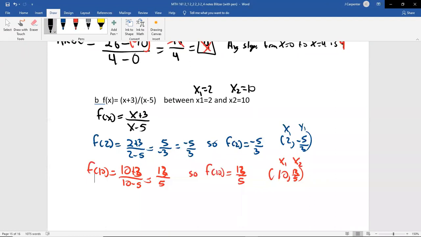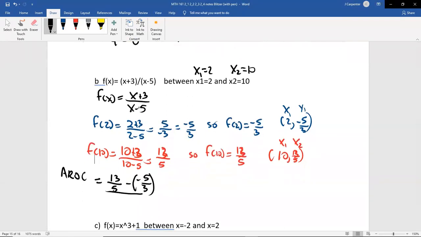So now we just do our slope formula, the average rate of change, the slope of the secant line between these 2 points. y2 minus y1, aka f of x2 minus f of x1. You're going to not like me for a bit. This is 13 over 5 minus -5/3. You're not going to like me because of the double negative and the fraction inside of another fraction. And then that's over x2 minus x1.